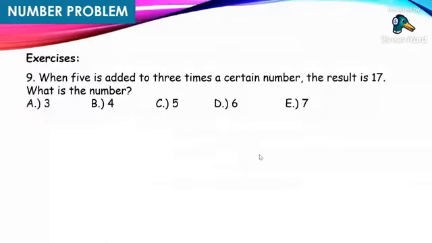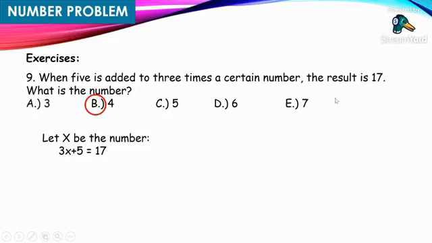Okay, so let's discuss the answer. The correct answer po is letter B, and that is 4. If we use mathematical sentence and expressions, it would be this. Let x be the number. So we have 3x plus 5. Sabi dyan, 5 is added to, so plus 5, 3 times a certain number. So that is 3 times x. The result is, this is equal to 17.